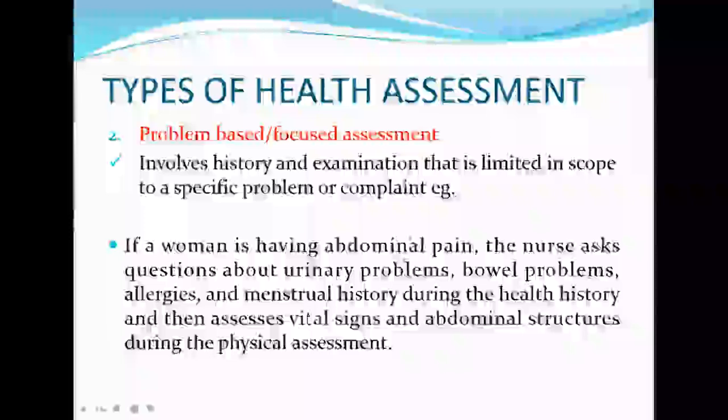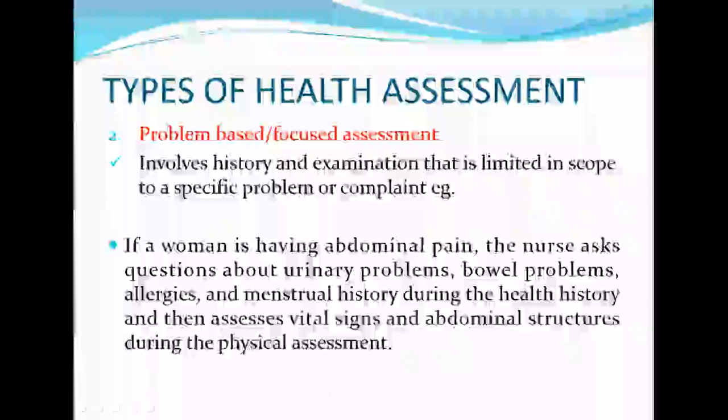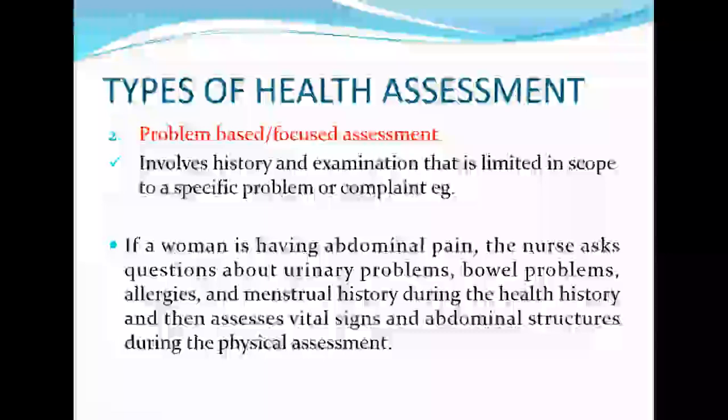Okay. You may want to ask about allergies because some people are allergic to some foods. So for example, certain people react to gluten, others react to milk products. Some are lactose intolerant, so they may have abdominal pains if they've taken something that they're allergic to. You want to ask about menstrual history because you're thinking, okay, perhaps these are just painful menses that this woman is experiencing. And then you want to assess vital signs and abdominal structures during physical examination.